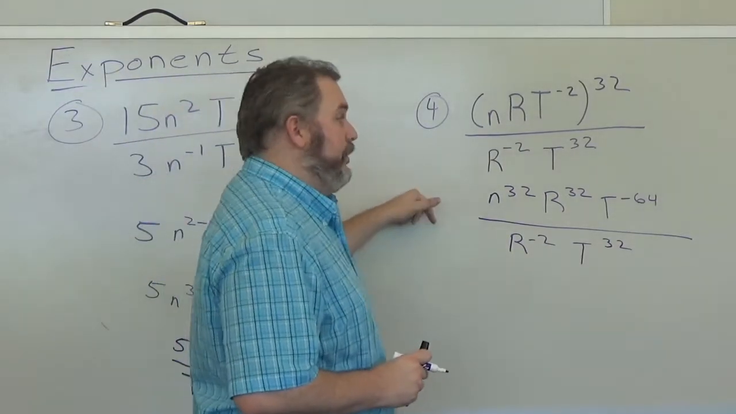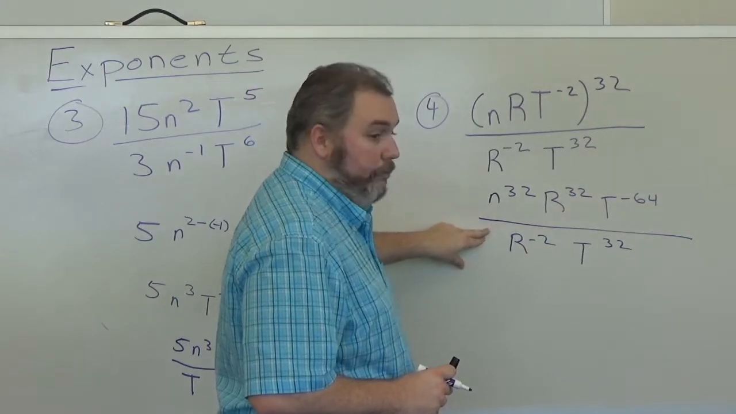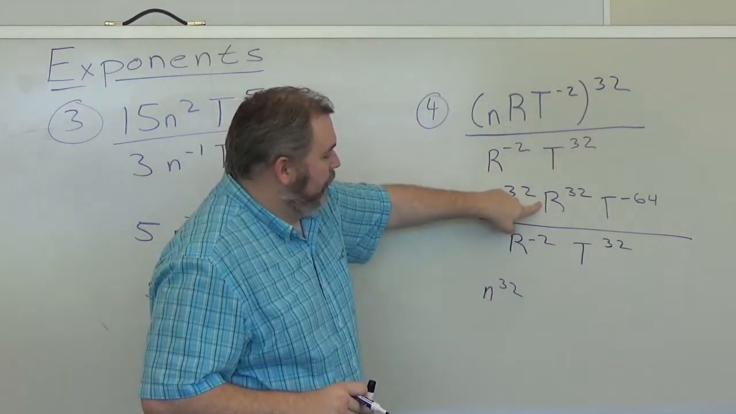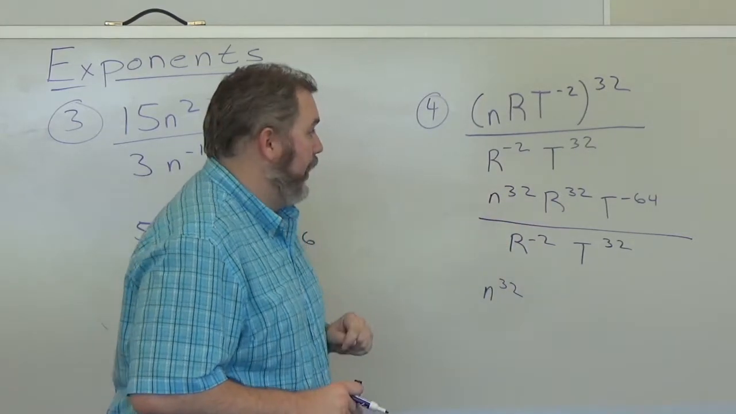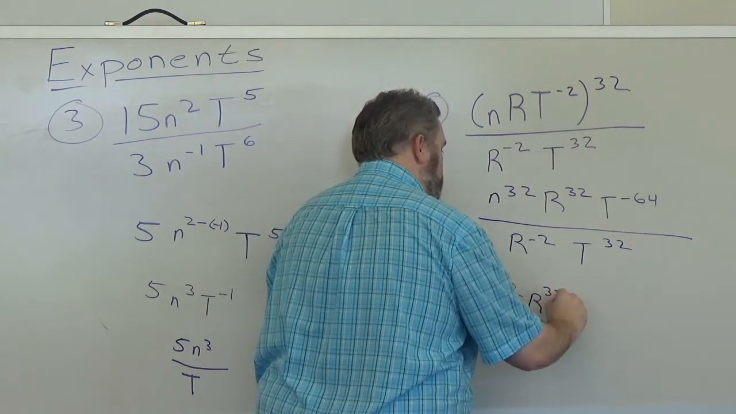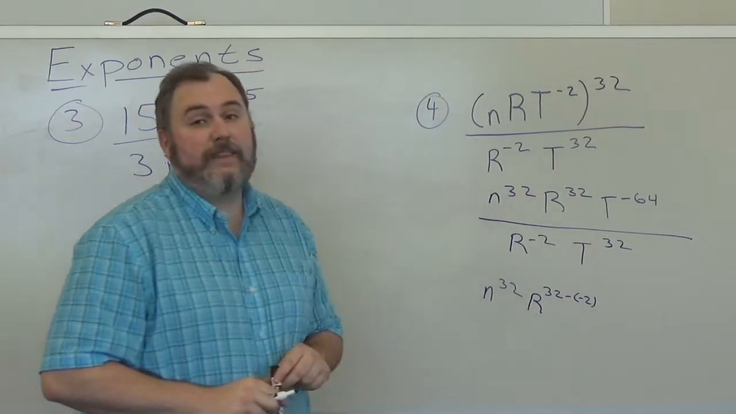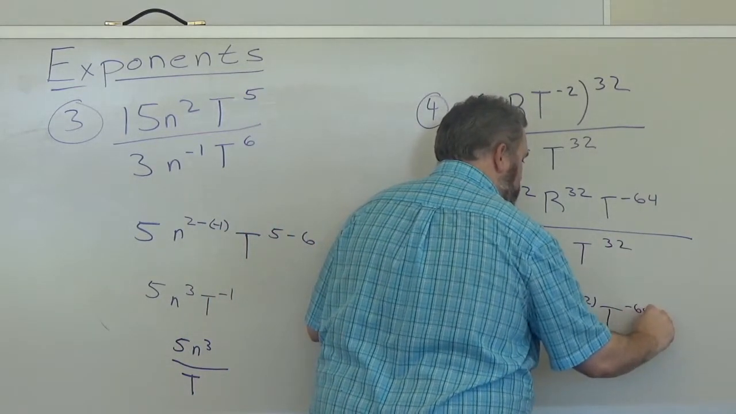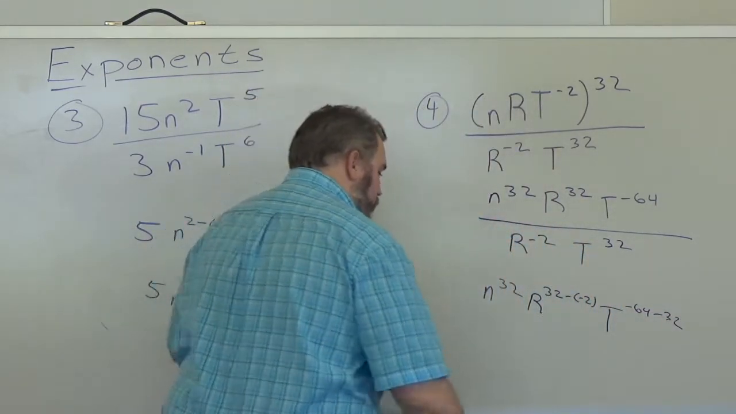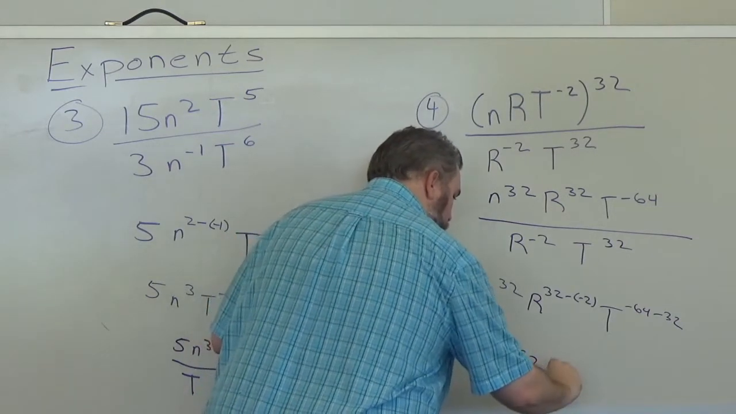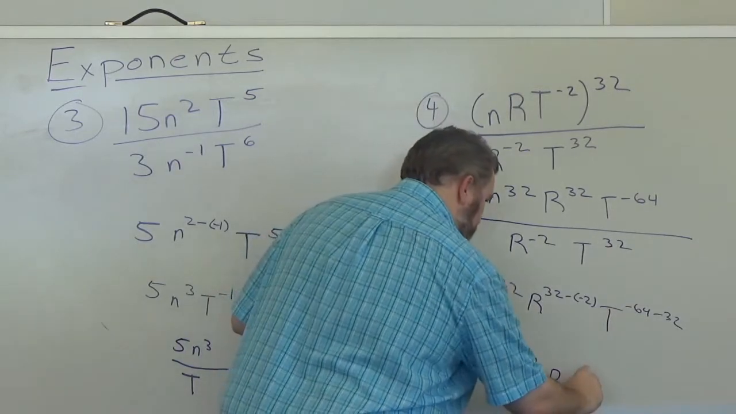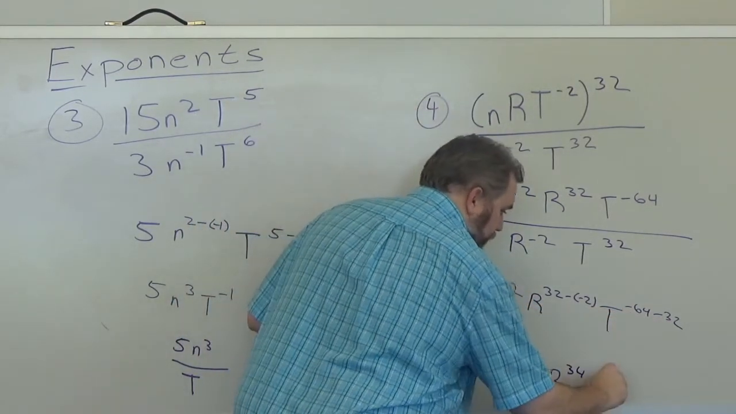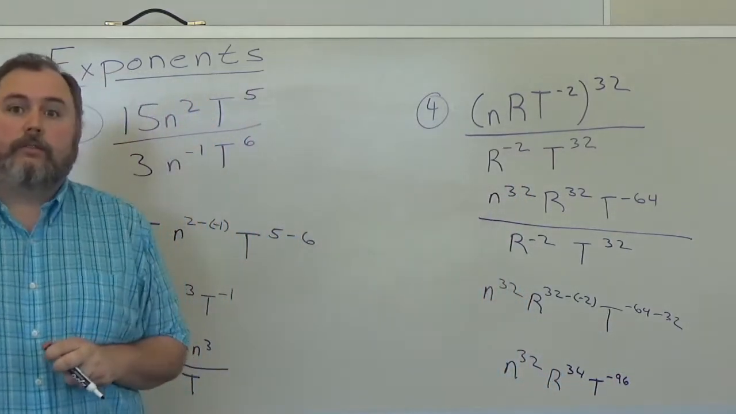All right. Now let's look at each individual piece. N to the 32nd. Is there anything here on the denominator that we could do? No. So we're going to write it down: n to the 32nd. R to the 32nd, r to the negative 2. Since this is division, we're going to subtract. So we're really saying r to the 32 minus a negative 2. Again, caution, this is not minus 2, but minus negative 2. Now we're going to do t. T to the negative 64 minus 32. Let's finish this out. N to the 32nd. Well, r is going to be 32 plus 2, which gives me 34. T to the negative, this is going to be 96. If you've gotten this far, so good.